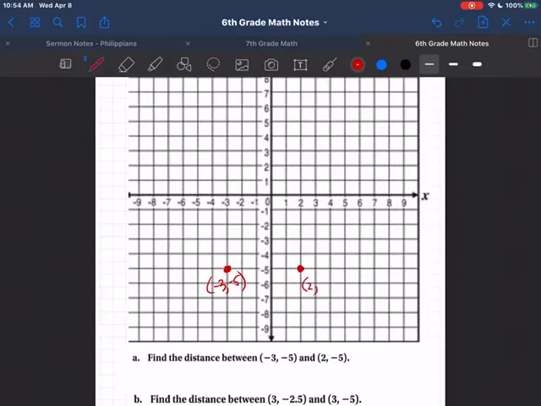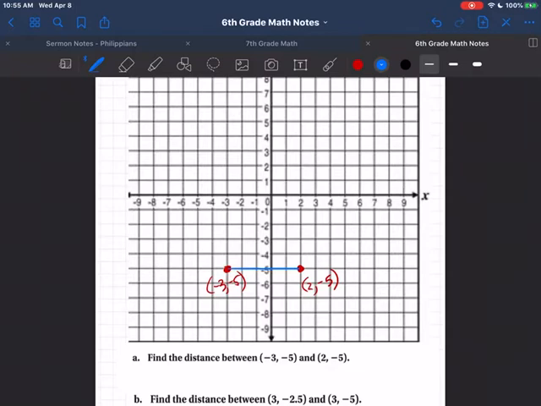Otherwise, we have to use a formula that's kind of more in the algebra. Probably, I think it's Algebra 1 where you start to learn that. Maybe pre-algebra. Okay, so now let's draw our pretty little line. Okay, now we got to count. There's a lot of ways to do this, guys.